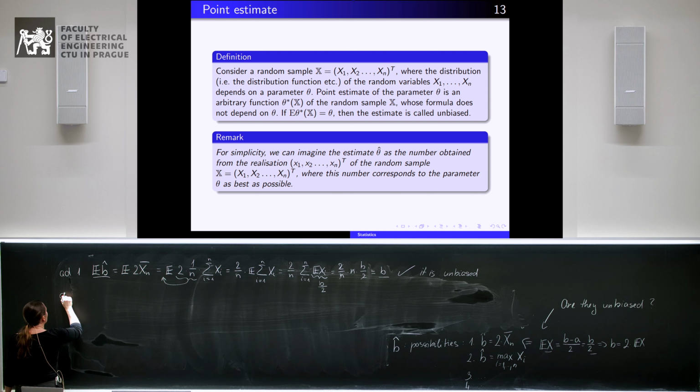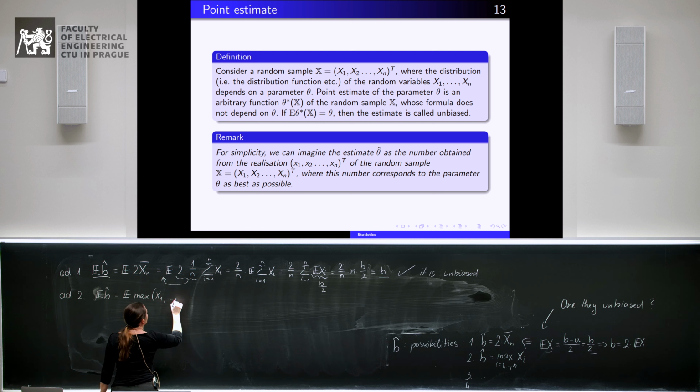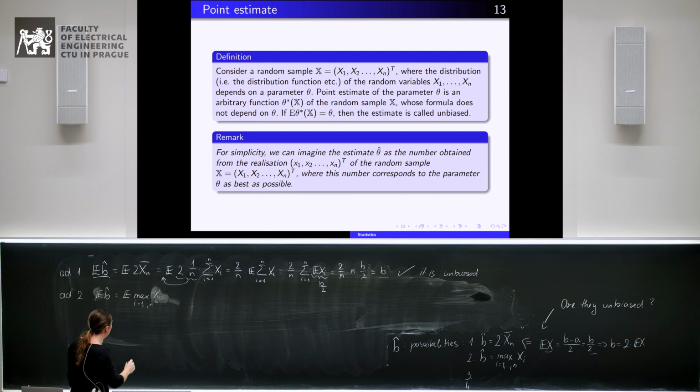Now, what about the second example? The expected value of the b estimate is equal to the expected value of the maximum of xi over all i. Let's denote this random variable as y.